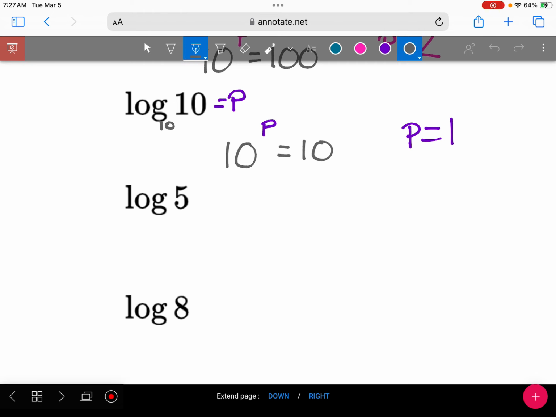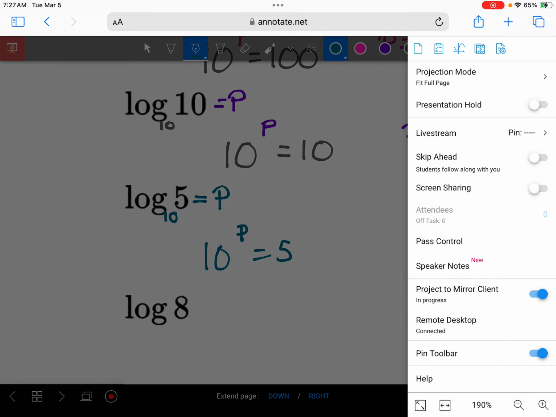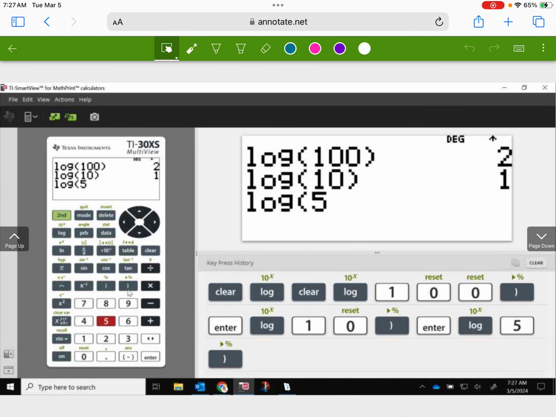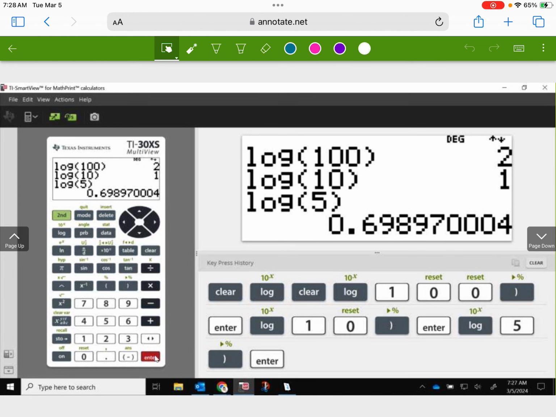This is where we start to really see this happening. Log of 5. Well, I still have my base of 10, I'm still trying to find that power. So we're going to have 10 to some power equals 5. That I don't know off the top of my head. So what we're going to do is use our calculator. We're going to do the log of 5. And we're going to get gross numbers. And that's okay. Logarithms are going to give us gross values.